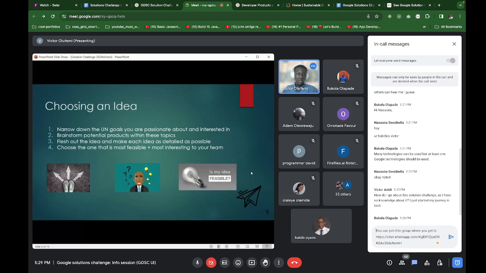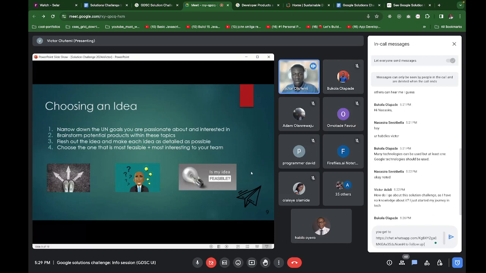Number two is brainstorm potential products within these topics. It's also a joke I used to make: for every idea you tell me now, there's a 70% chance that when I Google it, I'll most likely find it somewhere online. It might not exactly be the same, but you should brainstorm around folks that have built something like what you want to build, see what technologies they used and see how they approached the problem, so that you can leverage on that.